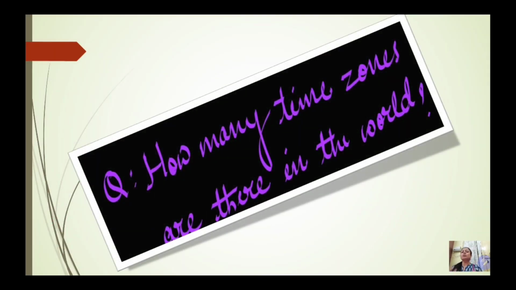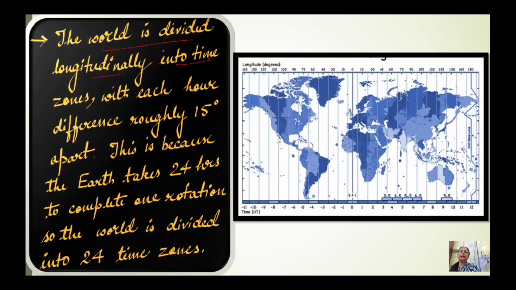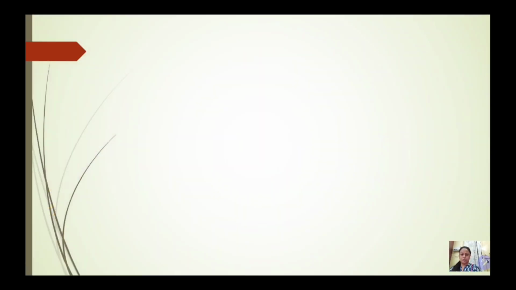So how many time zones are there in the world? The world is divided longitudinally into time zones. There are 360 longitudes, children, and roughly 15 longitudes are covered in each hour. There are 24 hours taken for rotation. Therefore, the world is divided into 24 time zones, as 24 hours is taken to complete one rotation, and it covers 360 longitudes.